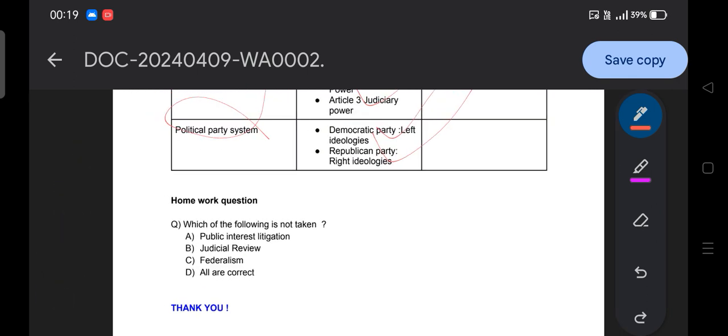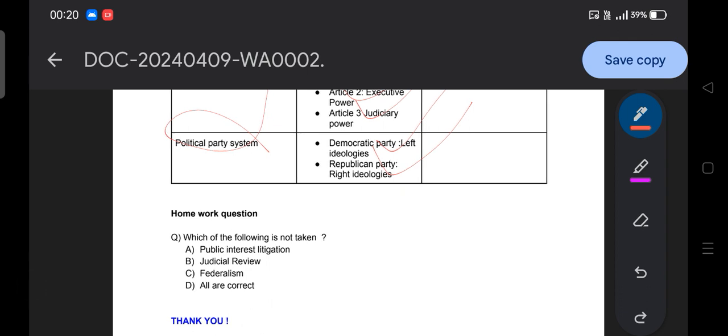Now there is a homework question for all of you: which of the following is not taken from the USA? Option A, public interest litigation, judicial review, federalism, and all are correct. So you need to provide the answer in your comment section. Hope you will provide the answer.